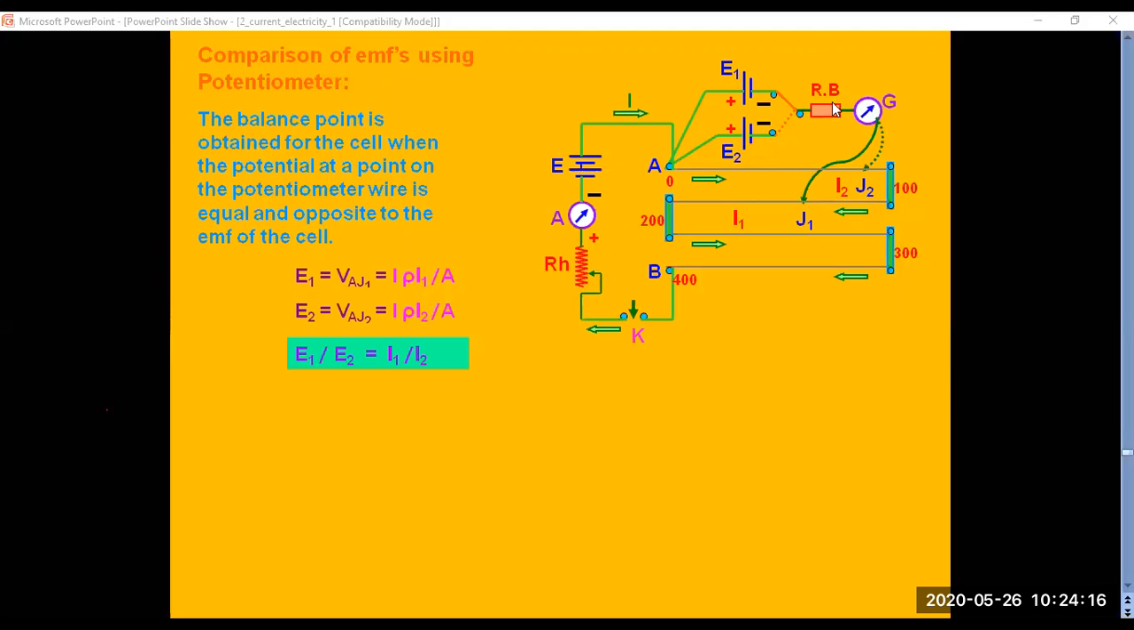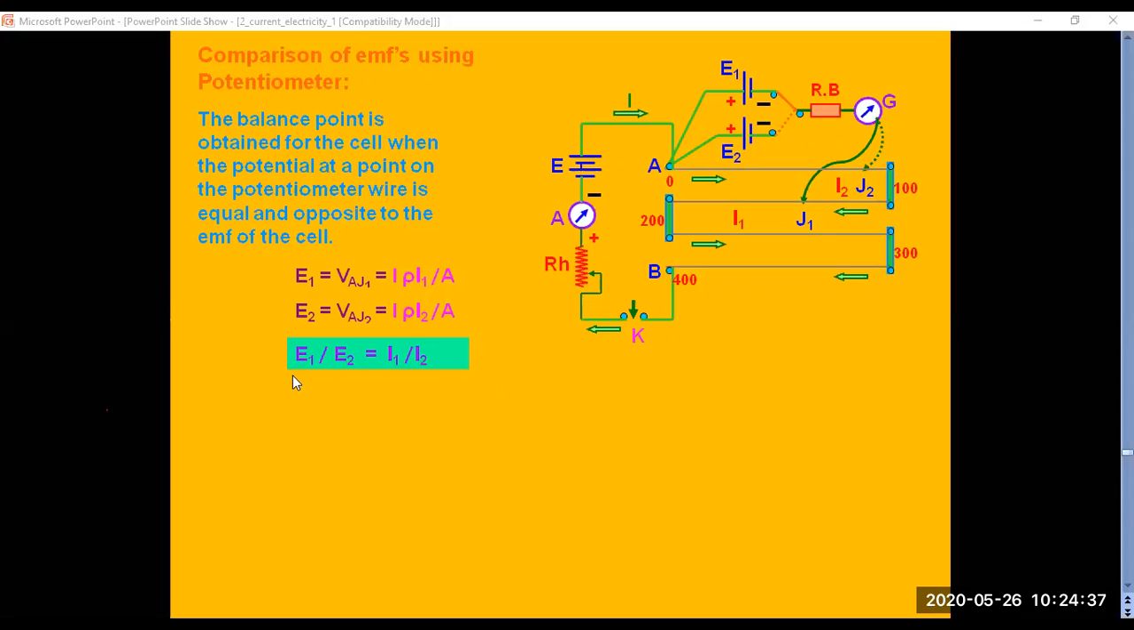Then connect the second cell, take the jockey and slide it. If the galvanometer is showing 0, that point will be taken as J2. From A to J1, that distance is L1. From A to J2, that distance will be denoted by L2. You just take the ratio: E1 by E2 is equal to L1 divided by L2.